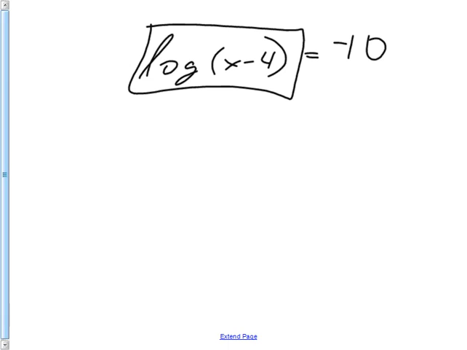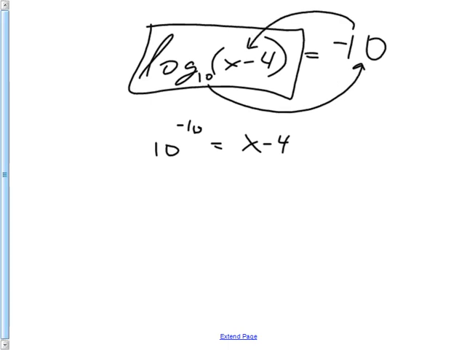Now, how do I rewrite this? It has no base. What is the base then? The base must be 10. And then I can do a rewrite, and I'd say 10 to the -10th power is equal to x minus 4. I did this to the this power equals that. Okay, and then the calculator could help you solve it the rest of the way. You find out with a calculator, then you add 4 to both sides.